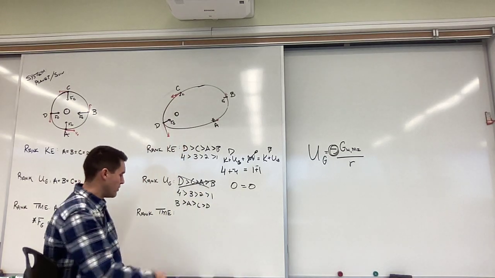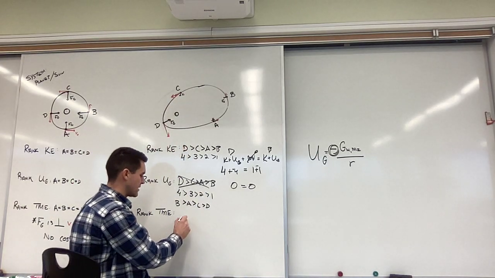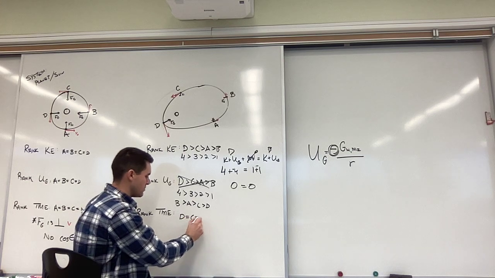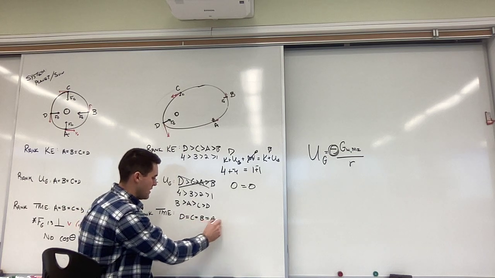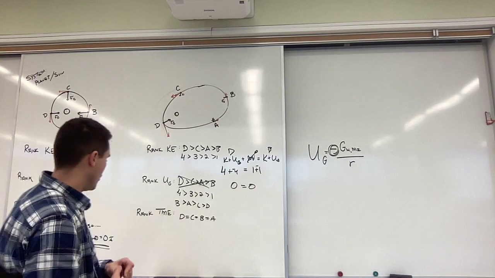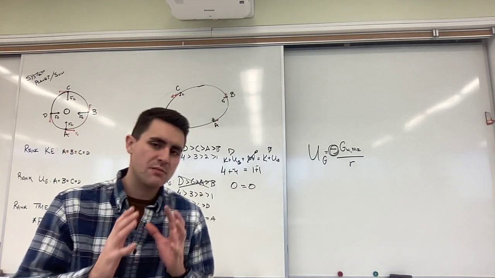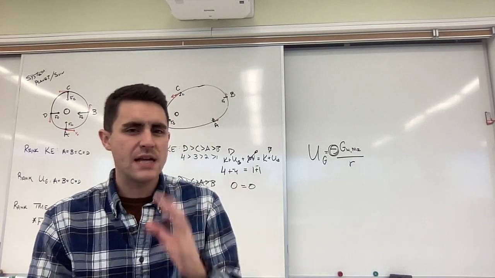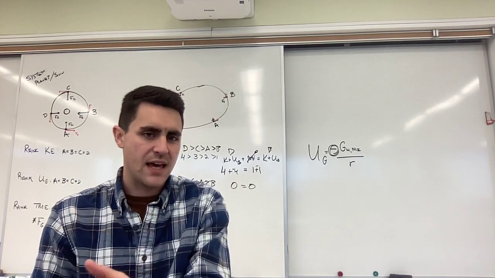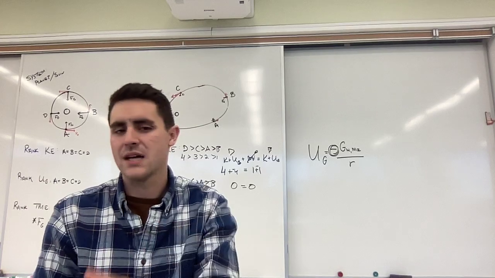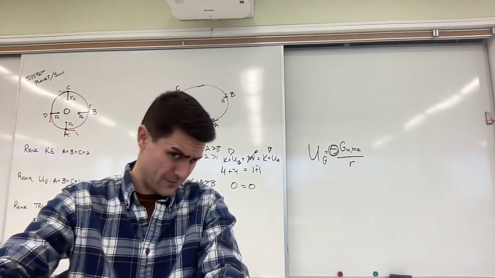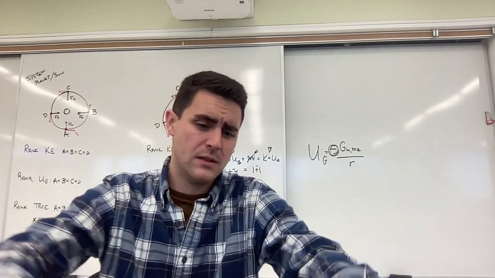In thinking about total mechanical energy, ask yourself again, is there an outside force? If the answer is no, then D equals C equals B equals A. They all have the same total mechanical energy. This is a little weird, but I want to make sure we're clear. UG being negative means it's less than 0, whereas KEs are all positive. It's bigger than 0. All right?